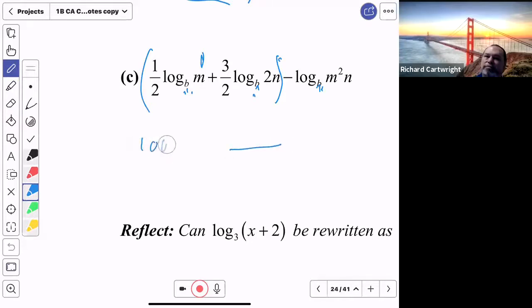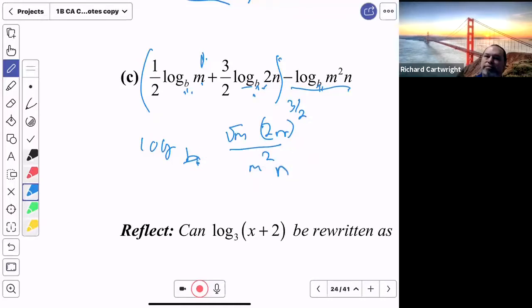So my log base b of the square root of m, that's what m to the 1/2 is. Then I have log, that's still log base b, but I have 2n, both of those raised to the 3/2. You could write that differently. I'll write that in a minute. Divided by this, log base b of m squared n.